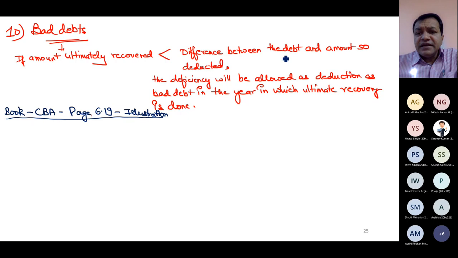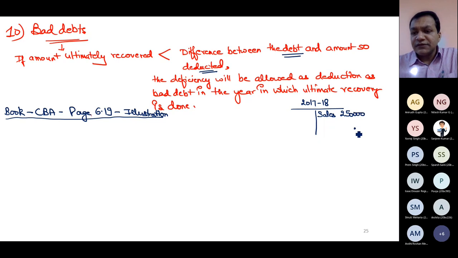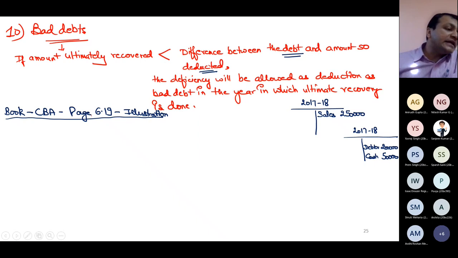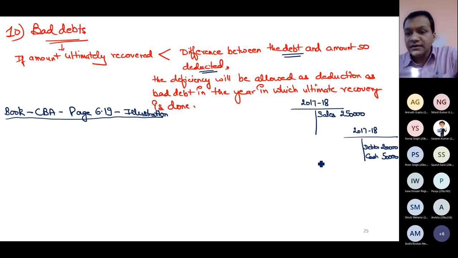What is the difference between debt and amount so deducted? Now, before this, what situation was there? In 1718, in the P&L account, I showed sales 2,50,000. In 1718 itself, in my balance sheet, I showed debtor 2 lakh, cash 50. I hope the point is clear. In 1819, what happened? Nothing.